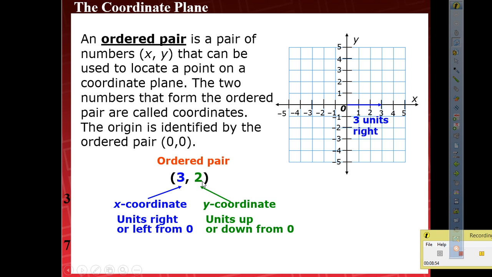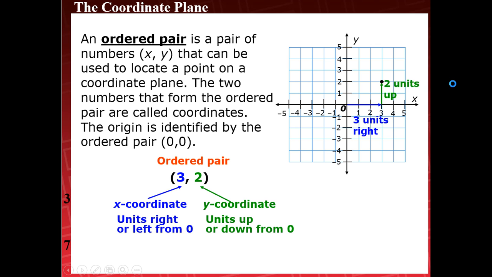And then this tells me to go 2 steps from here, where to? Up, because it's still a positive. So then I go up, and then I plot my point right there. You see what I did? But we always start at the point of origin.